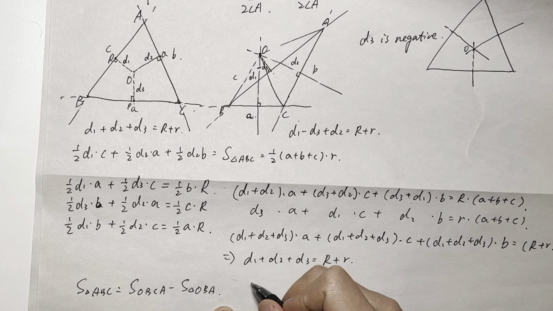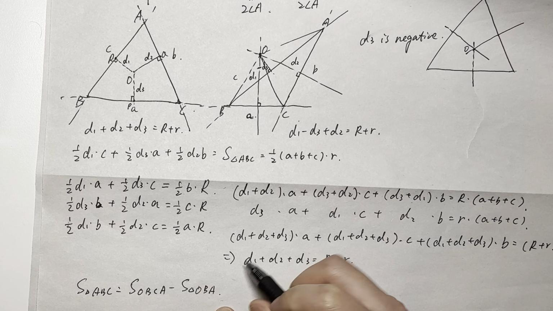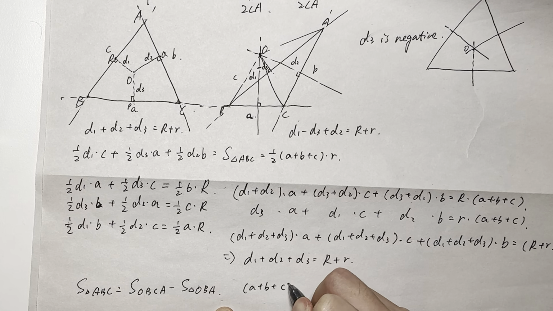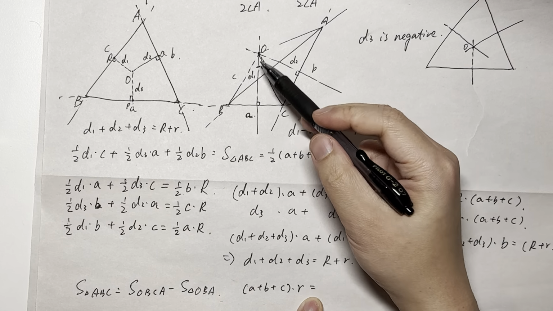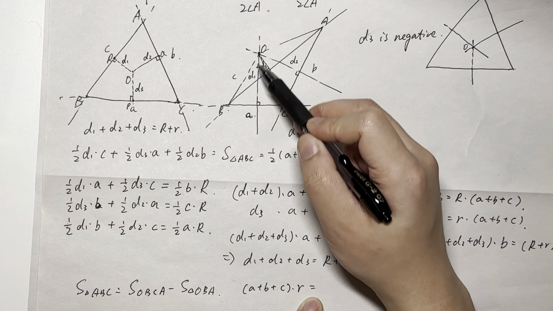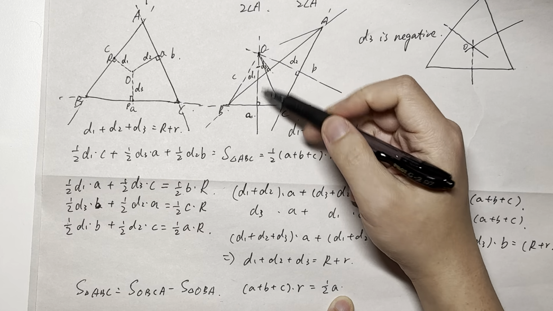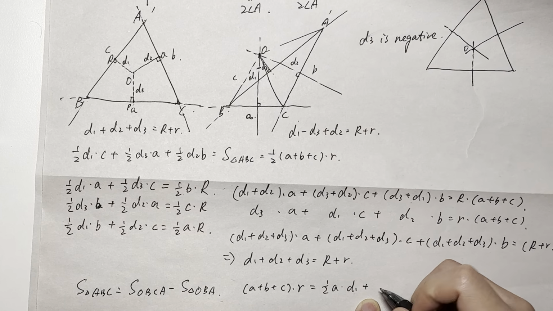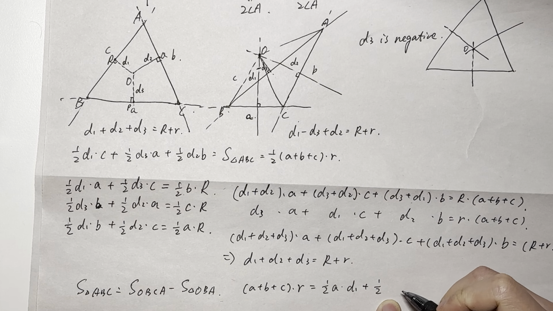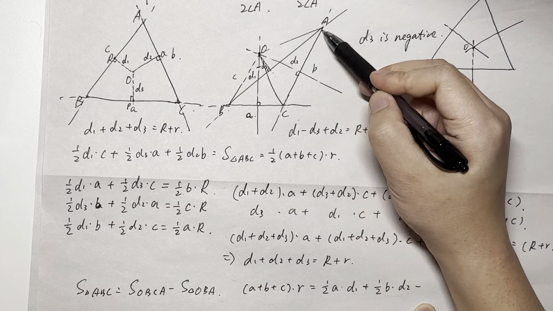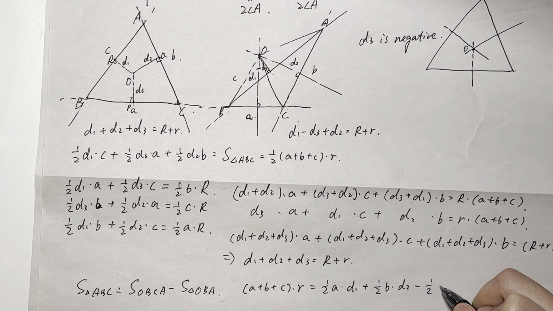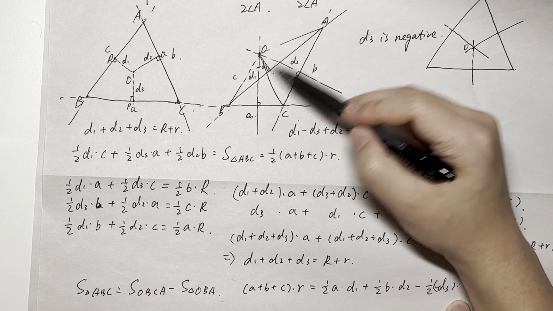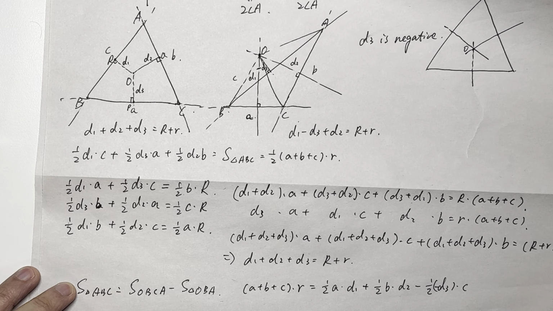Right, so we have A plus B plus C times R equals this area, which is BC, so half of A times D1, plus this area, which is half of B times D2, and minus this one, which is half of D3 times this one, C, right?